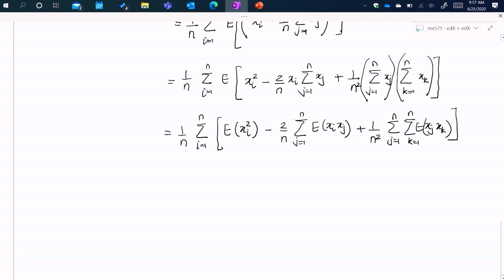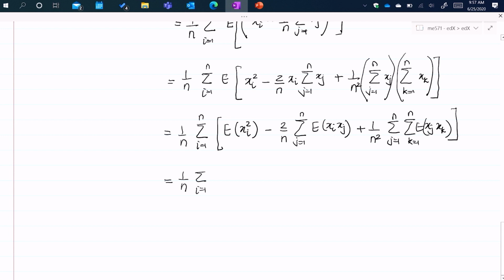Now what we are going to do is try to take out the common terms here. For instance, if i is equal to j, then in the second term I will have expected value of xi squared, so I can take out that xi squared term and treat it separately. In the same way, when j is equal to k, I'm going to have expected value of xj squared there, so I can treat that separately. So I'm going to take those terms and treat them separately.